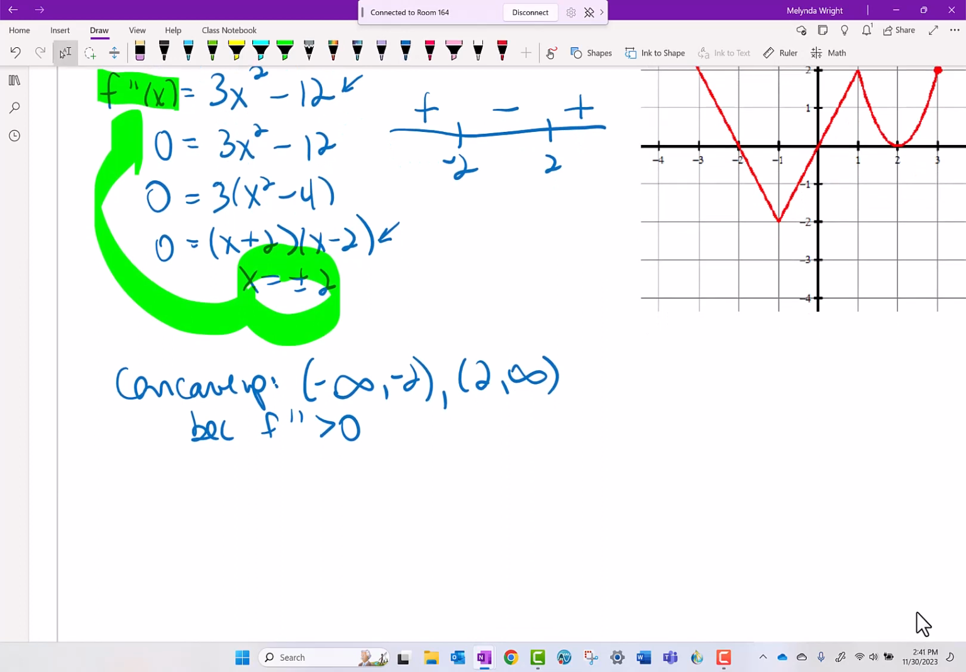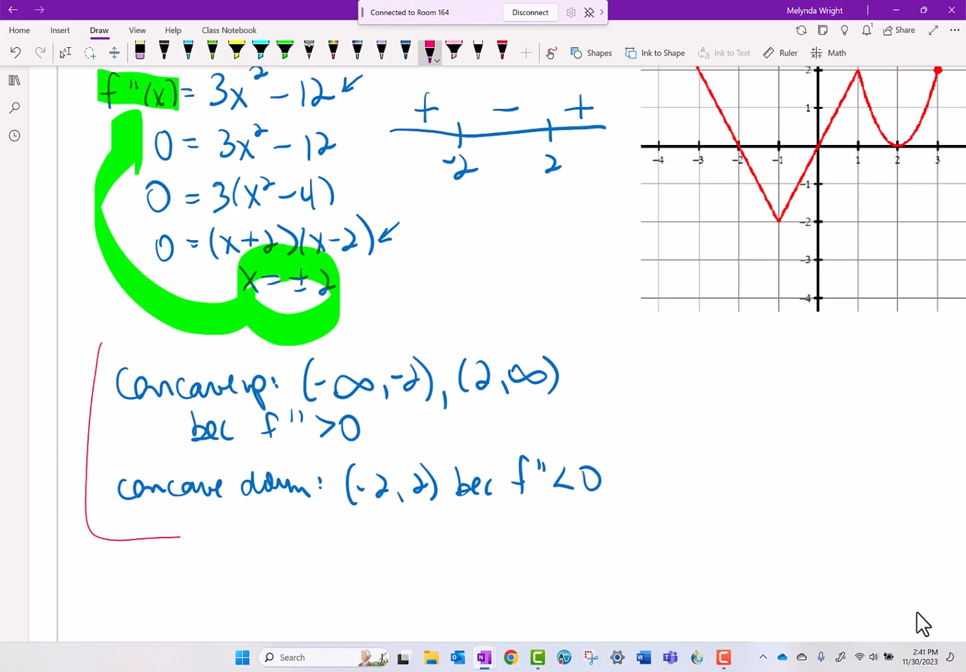Okay, we're using our test for concavity. We're using the second one. We're concave down from -2 to 2 because f double prime is less than 0. And that is our answer to the intervals of concavity.